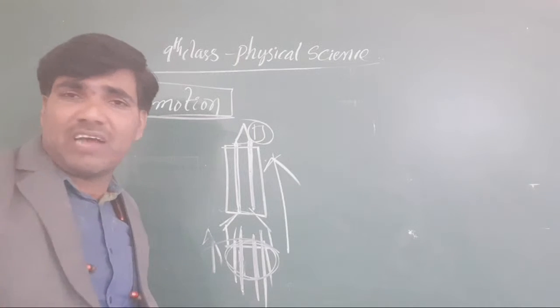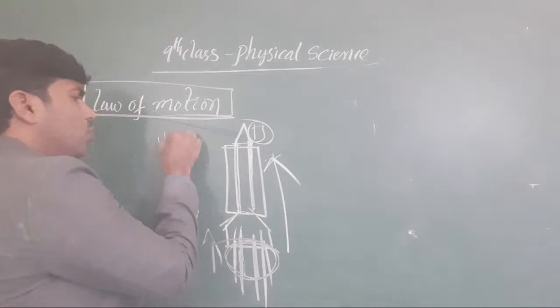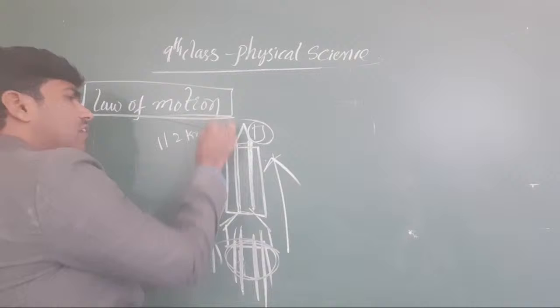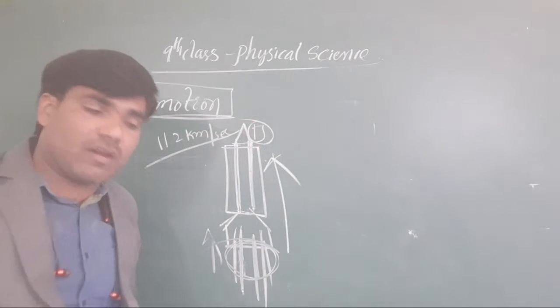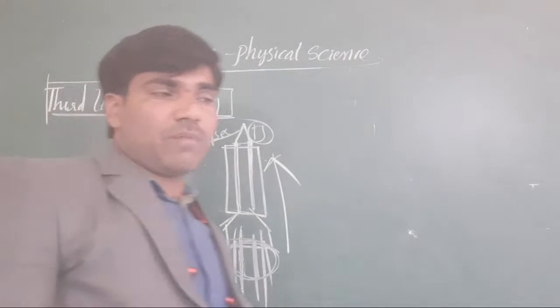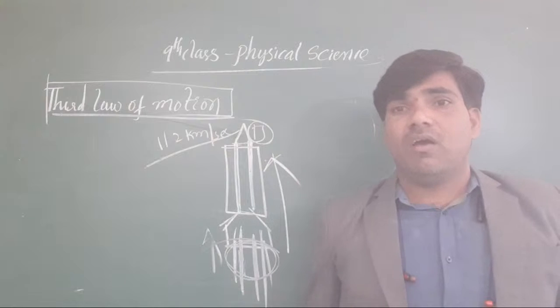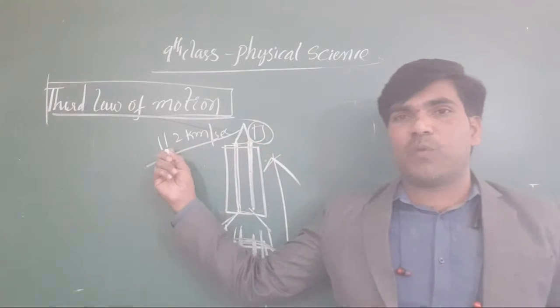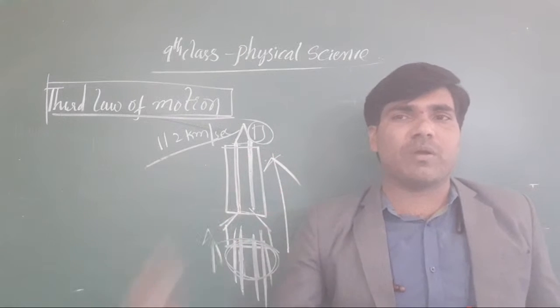How much velocity is required for the rocket, do you know? That is 11.2 kilometers per second. When our rocket achieves the 11.2 kilometers per second velocity, it is called our rocket experiment is a success.